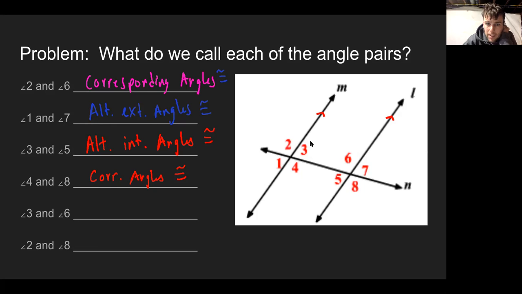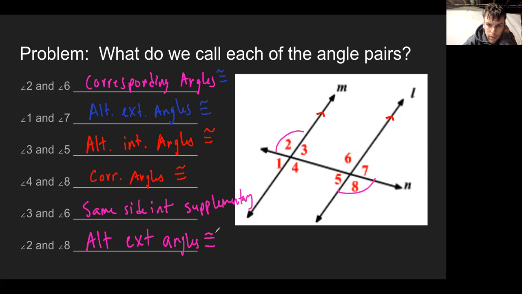3 and 6. So here we have 3 and 6. These are both interior and they're on the same side of the transversal. So same side interior. These ones are going to be supplementary. Remember, this is the different relationship, supplementary. And then our last one here, 2 and 8. 2, 8, alternate exterior. Alternate exterior angles are congruent.